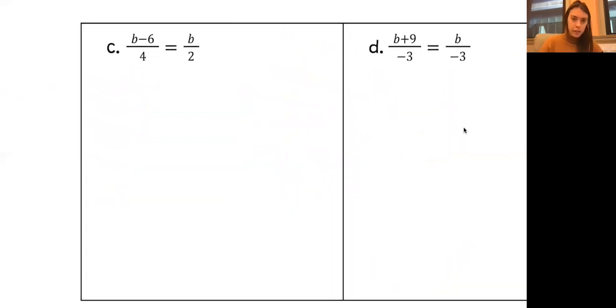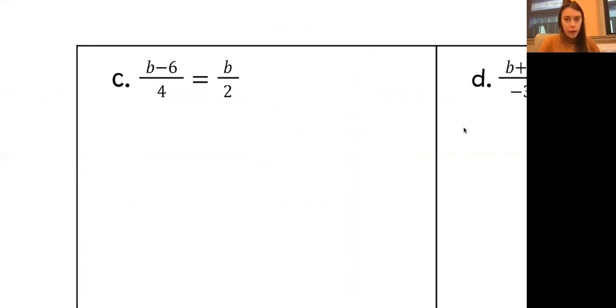We're only going to do C because I didn't get further than C with any of my other classes, but we want to get the b's together. However, the b's are locked in a fraction. And so in order for the b's to go away, we want to get the fraction and the division to go away. So the way we get the fraction and the division to go away is we multiply by these denominators. So I could either multiply both sides by 4 or multiply both sides by 2.